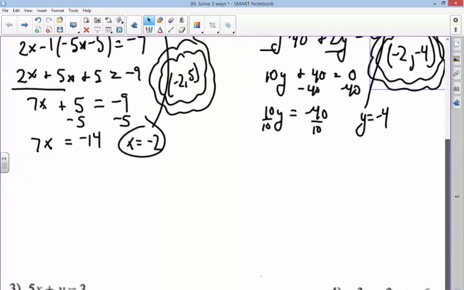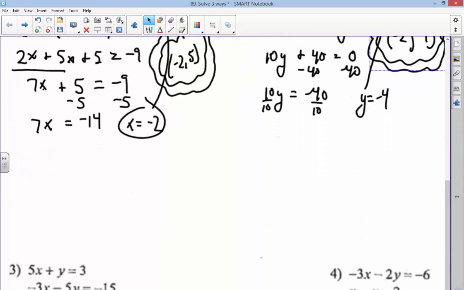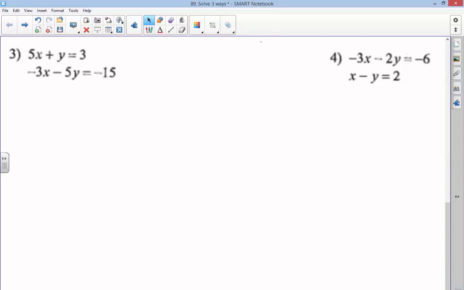Okay, we're going to do 3 and 4 now. If you want, you could pause and try them and see if you get the right answer. Or you can just keep following along.